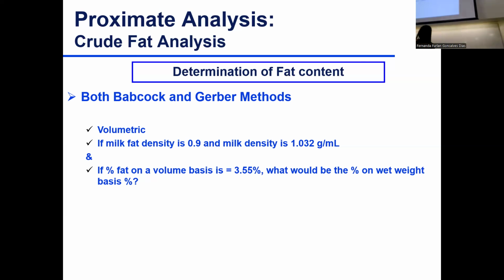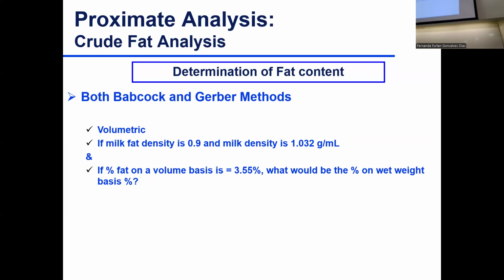What are the densities? Let's go here. Again, what is the density of the fat? 0.9. What is the unit? Grams per mL. So this is the fat, right? What is the density of our milk? 1.032 grams per mL. Perfect. Okay, what is density? Mass divided by volume.